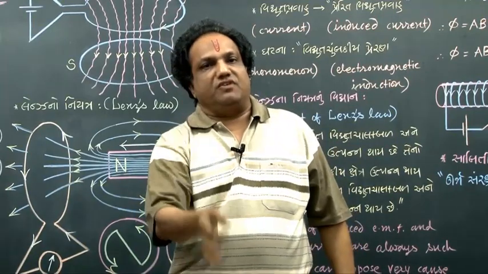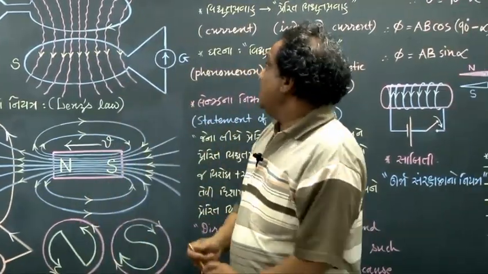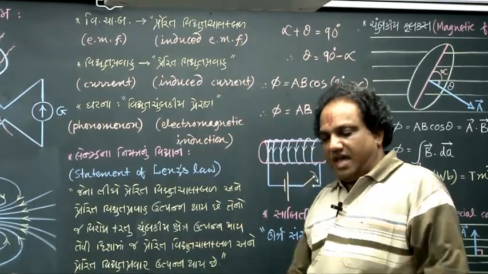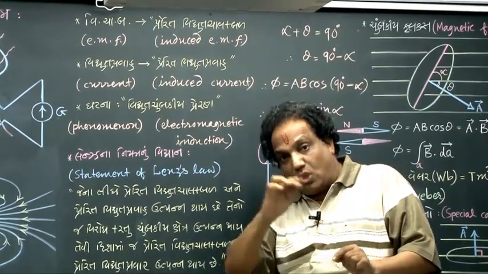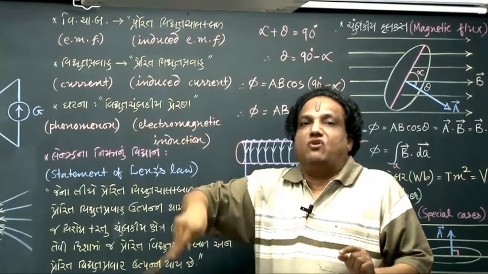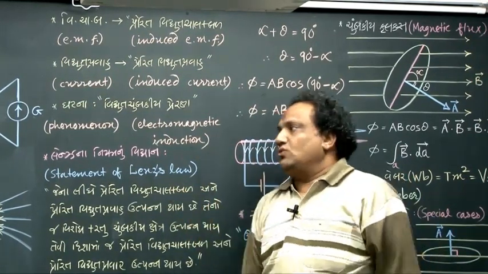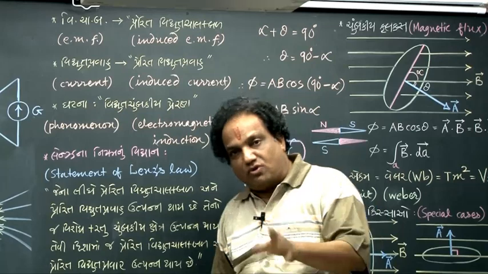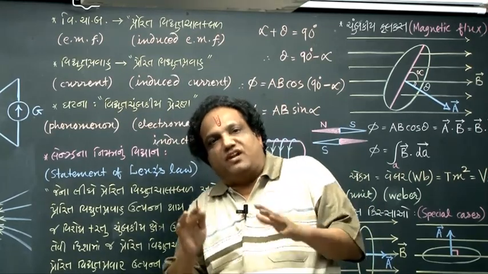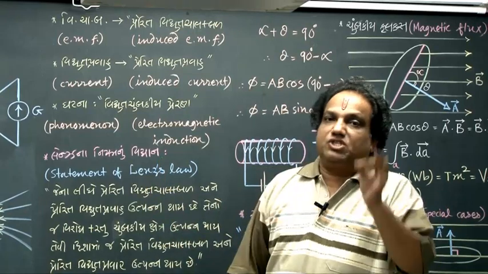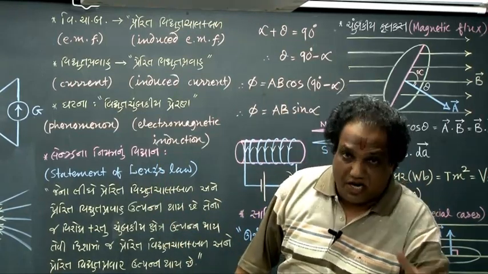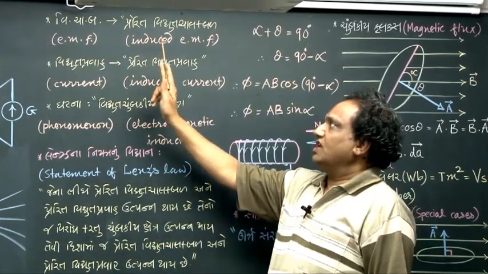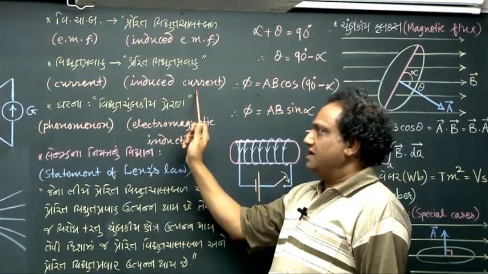That generated EMF is given a specific name, and that specific name is induced EMF. What is it called? Induced EMF. And if that induced EMF is developed in a closed circuit, it will cause some flow of electric current also, and that current is known as induced current. And this whole phenomenon, in which without connecting a battery, just by the change of magnetic flux, we are producing such a current, is known as electromagnetic induction, invented by Mr. Michael Faraday.